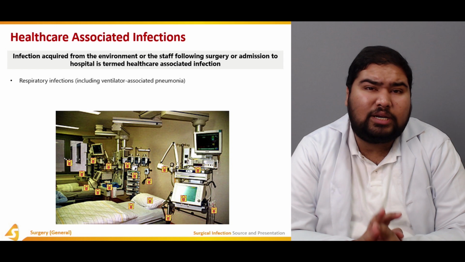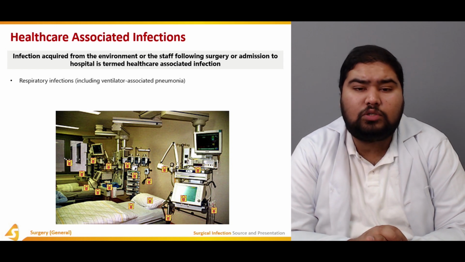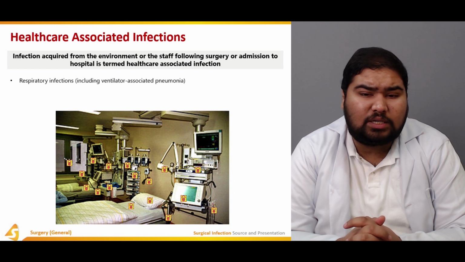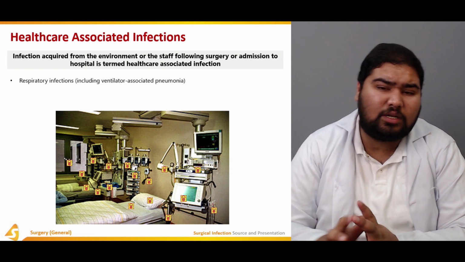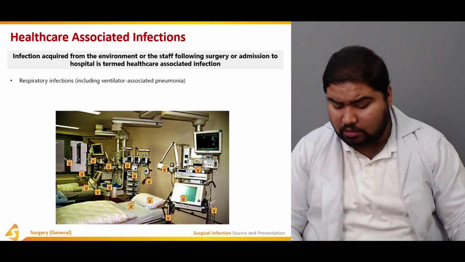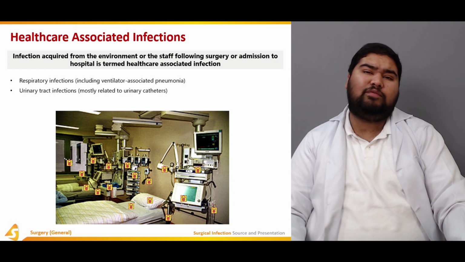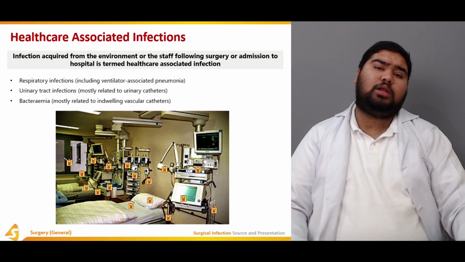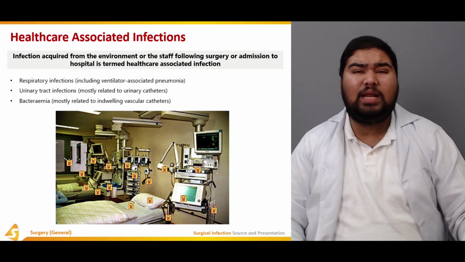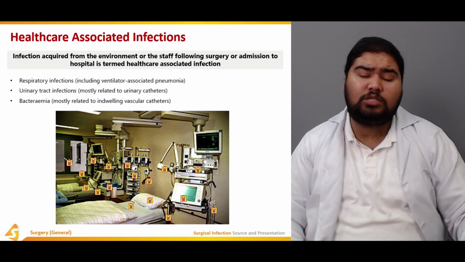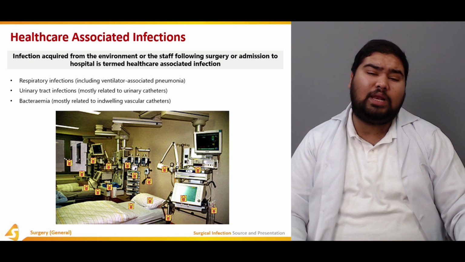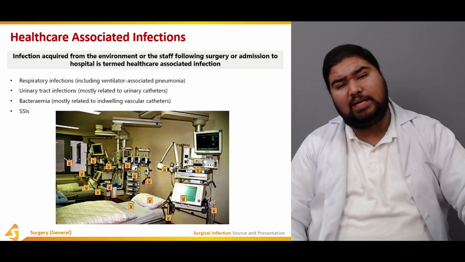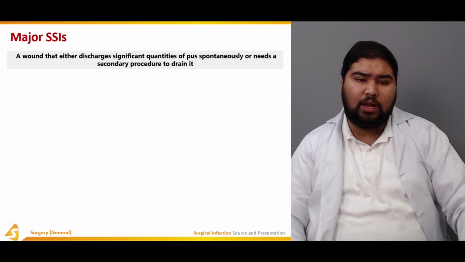These include the respiratory infections, the infections associated with the respiratory system. These include ventilator associated pneumonia. Then we can have urinary tract infections, which are mostly related to urinary catheters. Then we can have bacteremia, which is mostly related to indwelling vascular catheters. And we can have surgical site infections as well.